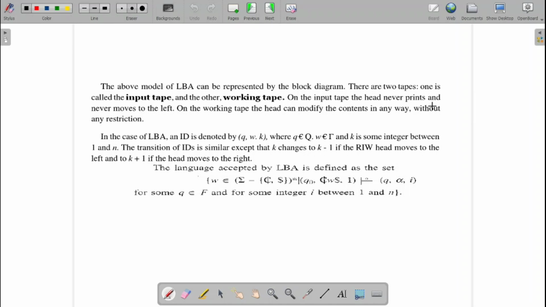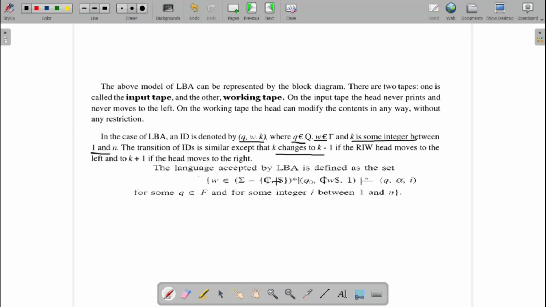In the case of the linear bounded automaton, an instantaneous description is defined by (q, w, k), where q is a set of states, w is the tape content over the tape symbols, and k is some integer between 1 and n. The transition of the instantaneous description is similar, except that k changes to k minus 1 if the read-write head moves to the left, and k plus 1 if the head moves to the right. That is, if we move towards the left side, we decrement by 1, and if we move towards the right side, we increment by 1. When we reach 0, that is our ¢, we need to stop.